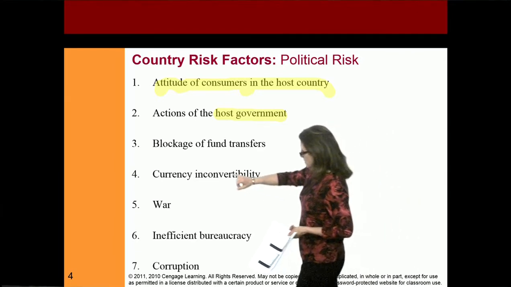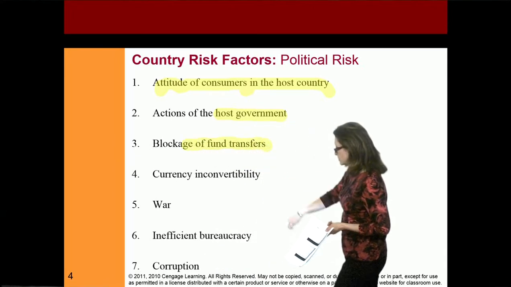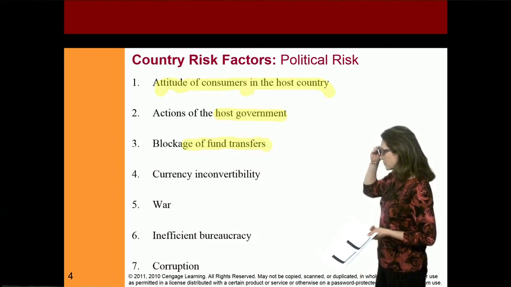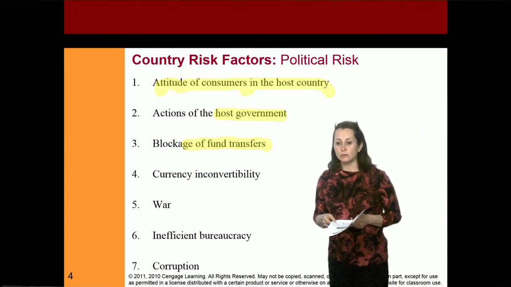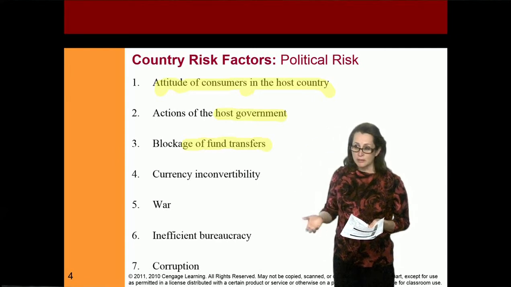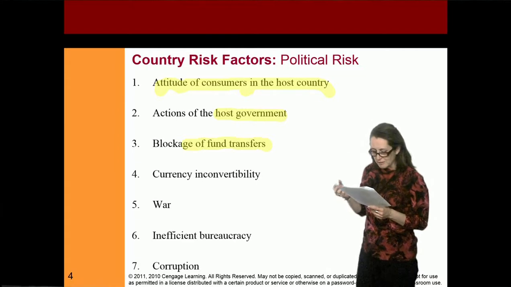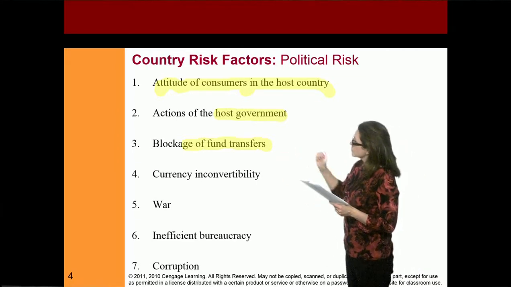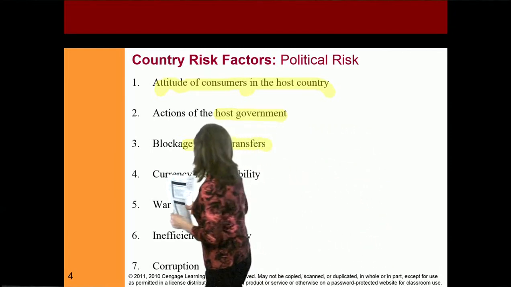A couple areas that are critical for multinational corporations is the blockage of fund transfers, where they might not be able to take money out to pay back loans that are back in the headquarters. Another example could be that they might not be able to take back those funds to buy more supplies. And so that is a restriction of not being able to do much with those funds. We talked about currency and convertibility.